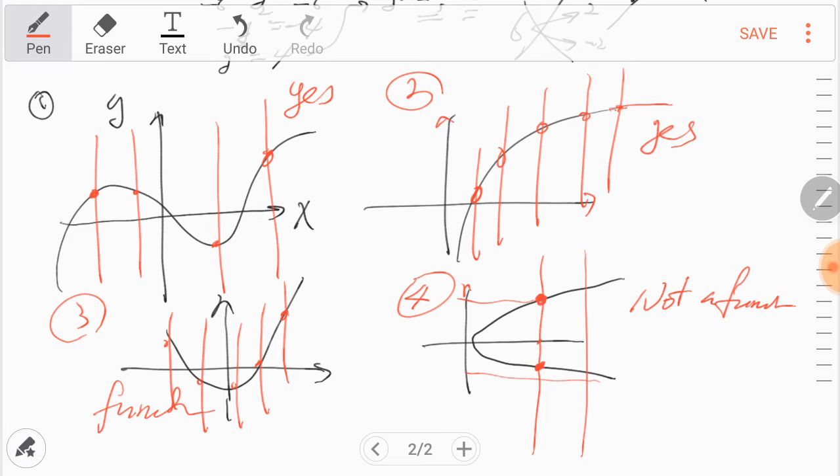So in order to check if a graph satisfies a function, draw a vertical line. If the vertical line intersects at 2 points or more than 1 point, then it's not a function. It must intersect at 1 point. Then it is a function.